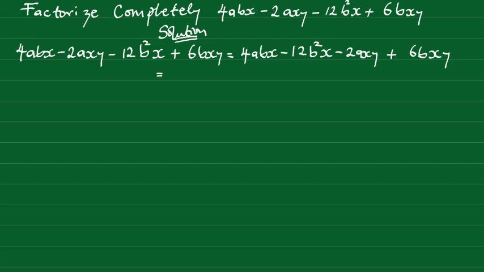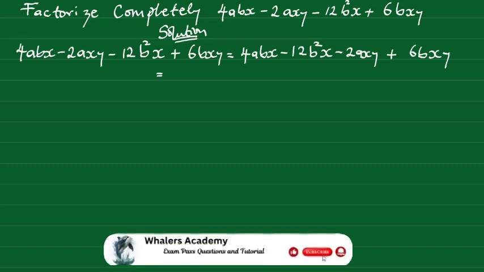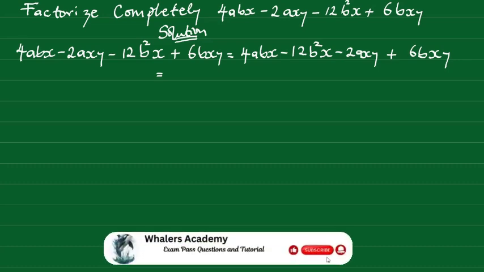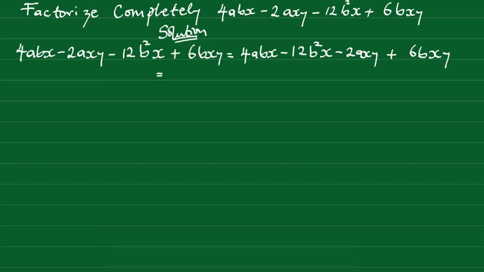We factorize. Proceed to factorizing 4bx from 4abx minus 12b square x. So we factorize 4bx and we're left with bracket open, a minus 3b bracket close. What we have on the other hand is minus 2axy plus 6bxy. Now we factor out minus 2xy and we're left with a minus 3b bracket close.